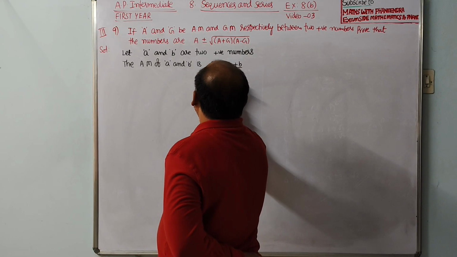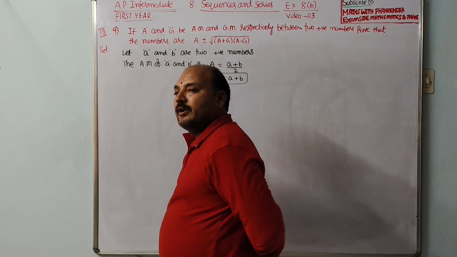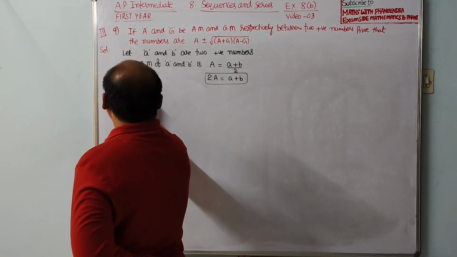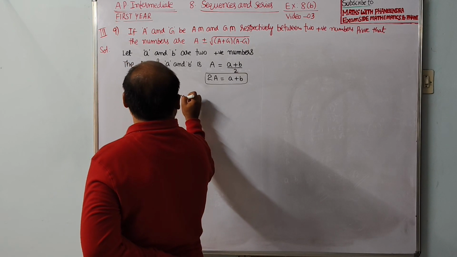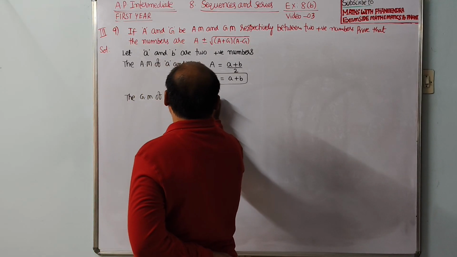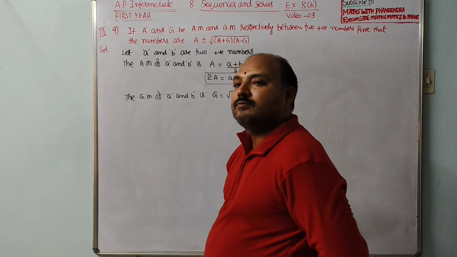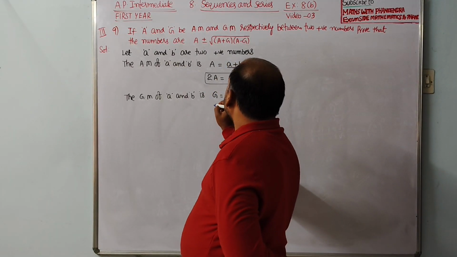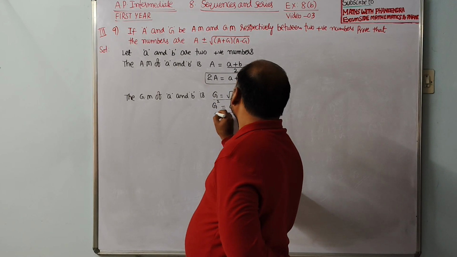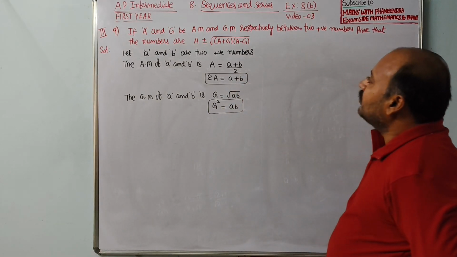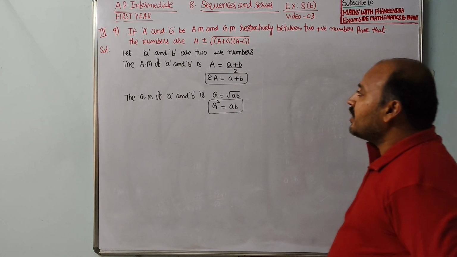So 2A is equal to a plus b, cross multiply and write it. Next, the geometric mean. The geometric mean of a and b is G is equal to root ab. Okay? G square equal to ab. So A and G are the numbers they are asking.